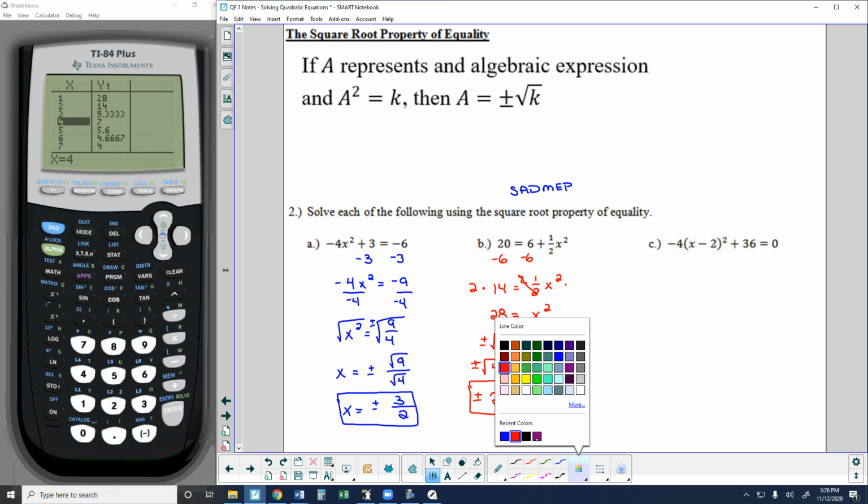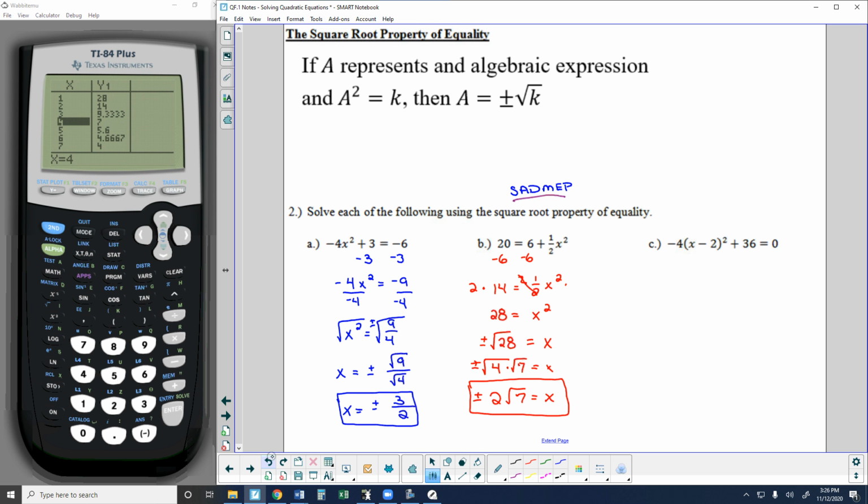Now, what you may do is you may look at this problem and think that you can simplify it, and you could. You could multiply out this square. You could distribute and multiply x minus 2 times x minus 2, and then afterwards distribute the negative 4, then combine your like terms to write a new equation. That would work, but that's going to be a little bit more work than what we need to if we follow the reverse order of operations, or SADMAP here.